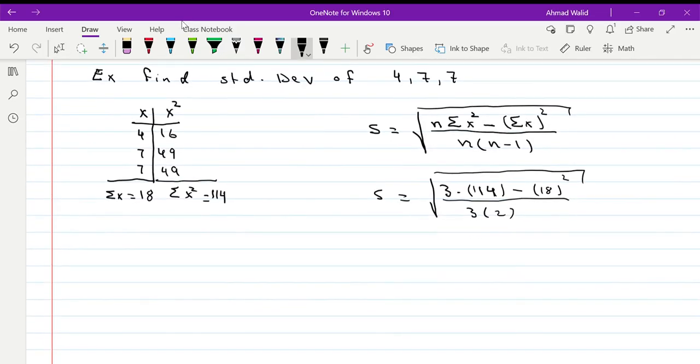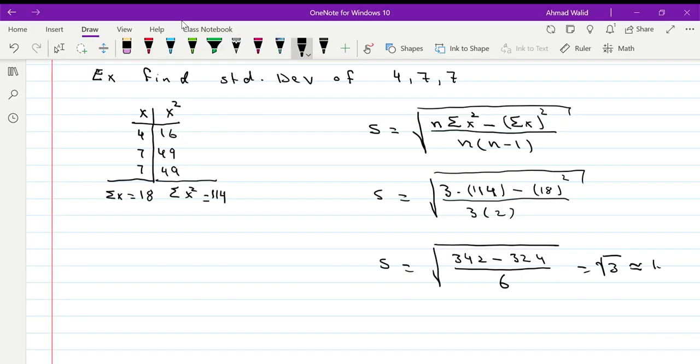S equals, if you multiply 3 with 114, it gives you 342. Minus 18 squared is 324, over 6, which you end up with the square root of 3, and the square root of 3 is approximately 1.73. Do you see this? 1.73 standard deviation.